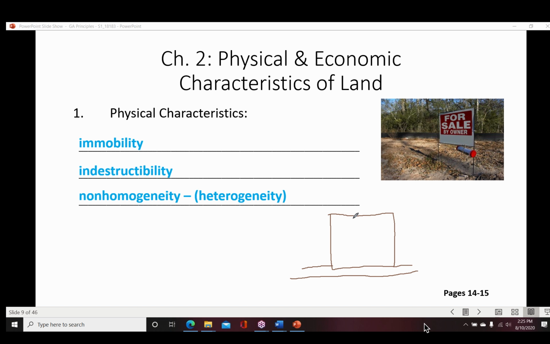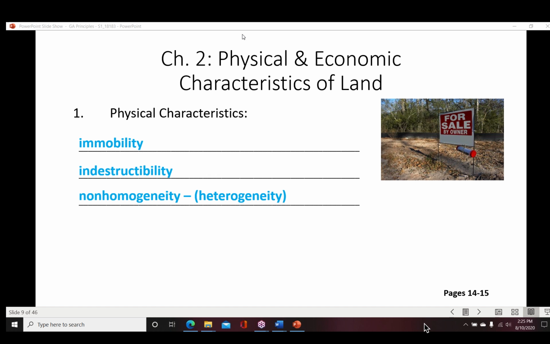Anyway, so you can't pick land up and move it. You can pick up dirt and move it, but you can't pick up land and move it. So it's immobile. Can't pick it up and move it. Number 2, it's indestructible. That's true too.